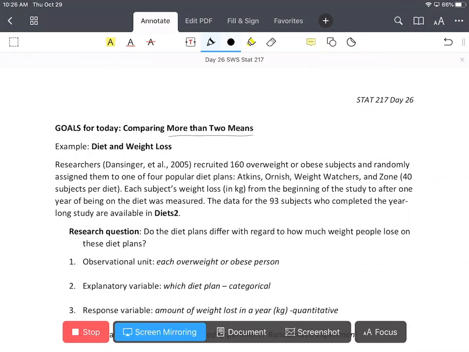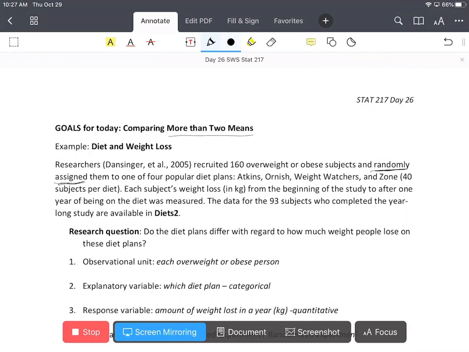Researchers had recruited 160 overweight or obese subjects and randomly assigned them to one of four popular diet plans. Notice right there, that should be something hopefully you noticed. They randomly assigned them. That's important. We'll come back to that. Atkins, Ornish, Weight Watchers, and Zone, and there were 40 subjects per diet.